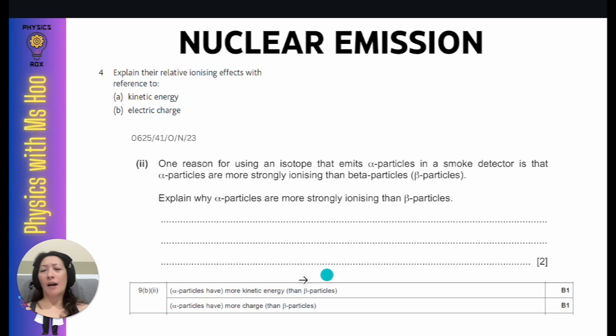And if you're wondering how we are supposed to know that we're supposed to use the concept of kinetic energy and charge to explain this, that's because it's already given in the syllabus guide. You need to be able to explain their relative ionizing effects with reference to kinetic energy and electric charge. That's what they said in the syllabus guide, and that's why that's in the mark scheme.